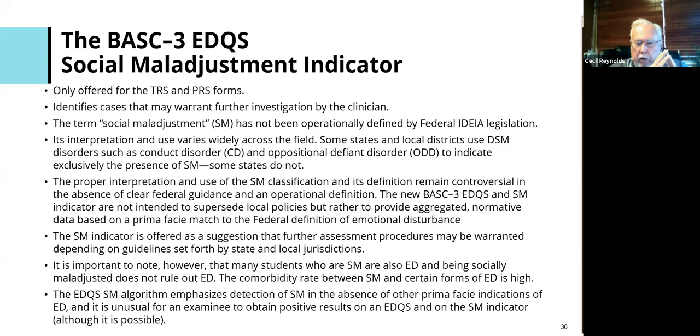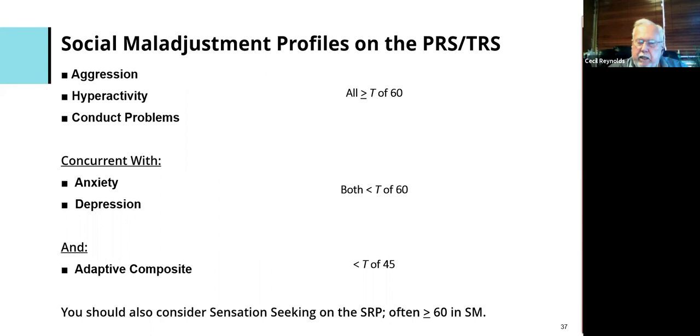This is how the algorithm was derived for the social maladjustment profile on the PRS and TRS. And to the extent that you disagree with this, don't use it. This, again, is based on an expert content analysis in the absence of clear guidance for an operational definition from the feds. So in the absence of an operational definition in the regulations, we're all left to our own devices to decide what is and what isn't social maladjustment.